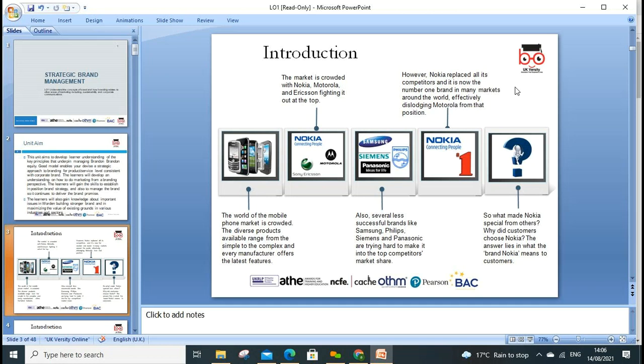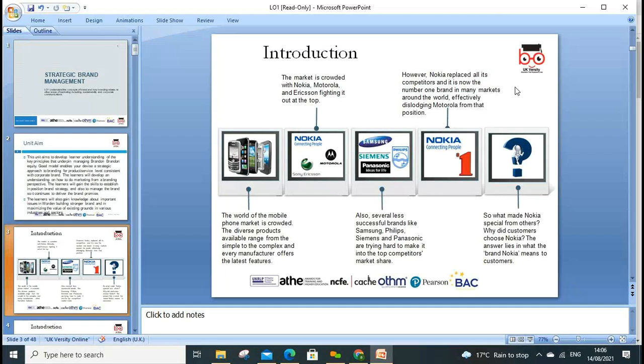The market was crowded with Nokia, Motorola, and Ericsson fighting with each other at the top. Think about the world of mobile phones, crowded and diverse in products. And then suddenly what happened? Apple came in and took it. The brand image of Nokia is known for wonderful batteries, but Apple developed more innovation and many different kinds of software, and captured the market initially around the world.